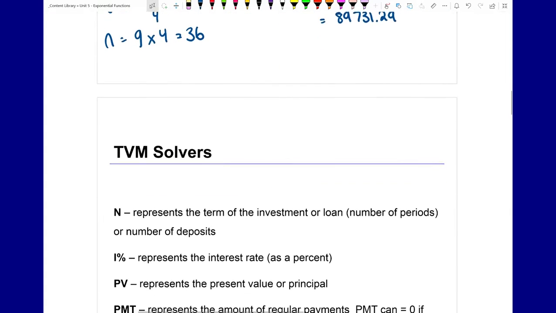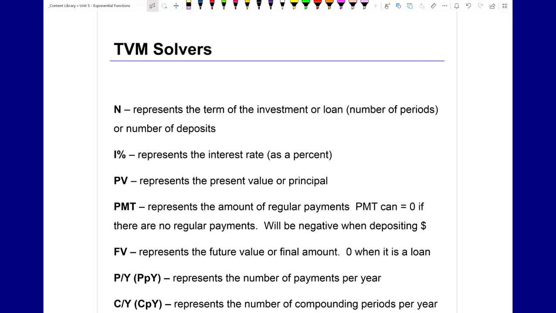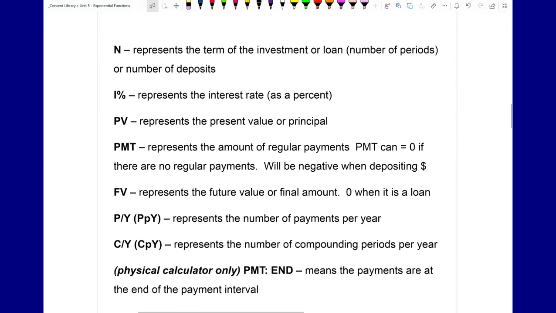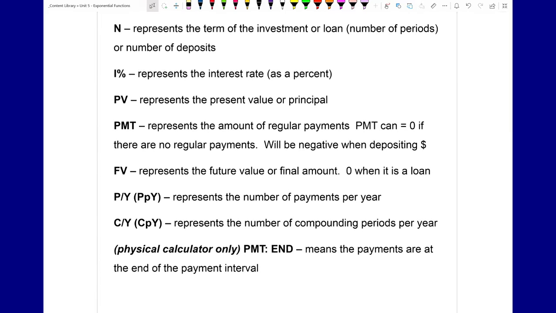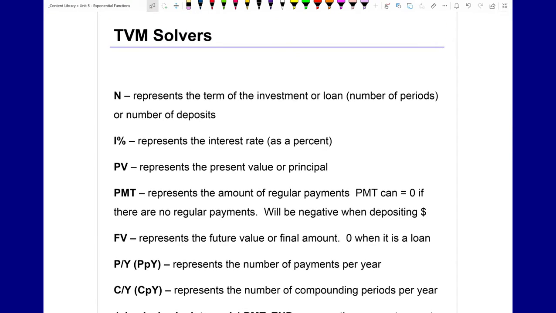Now, with a lot of these calculations, you may not be using a calculator. There's a lot of different calculations that we could be doing, and because they're all variations on the same type of formula, there are such things called TVM solvers. Time value money solvers, I believe, is what the acronym stands for. And these basically allow us to quickly do these financial calculations by entering in specific values.